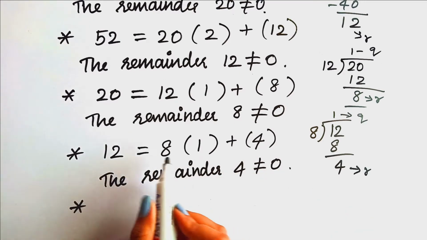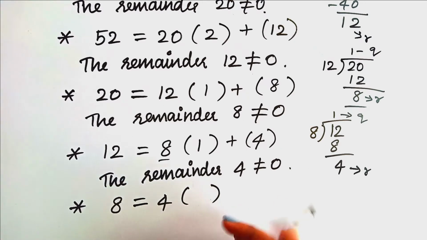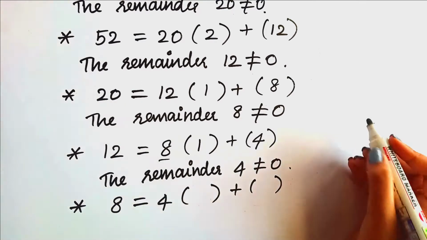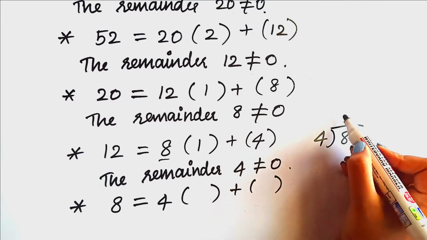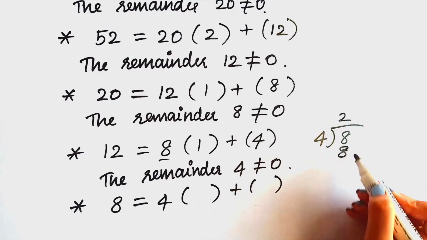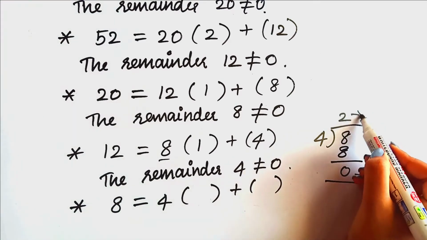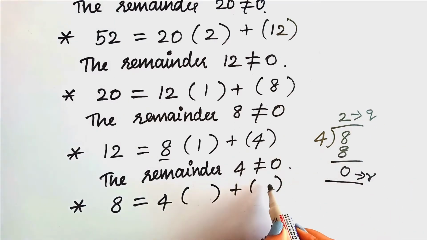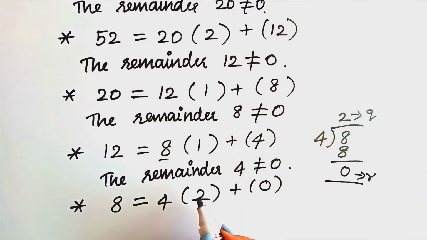And the next step, we have to take this 8 which is equal to, the remainder is 4, so 4, and now we have to find the quotient and remainder. So let's divide. We have to put 8 inside and we have to divide that by 4. So 4 twos are 8, and therefore we got the remainder as 0. So this is our remainder and this is our quotient. So let's substitute here. Remainder is 0 and the quotient is 2. Okay, so therefore we got the remainder 0.